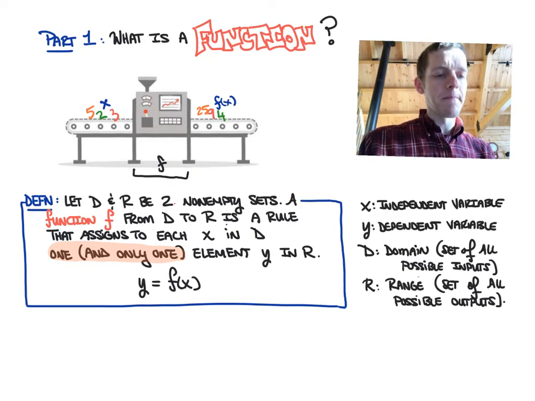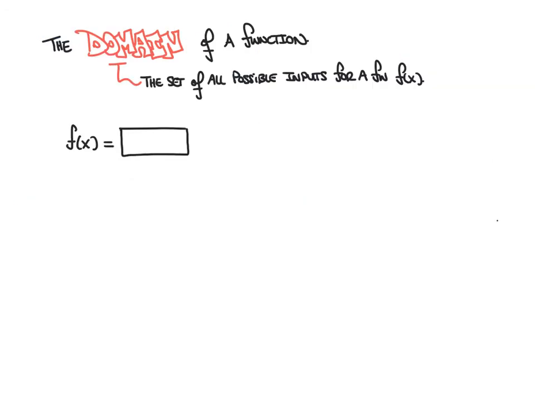And you can see those definitions there on the screen. So what we're going to do next is specifically look at the domain of a function. Now the domain is, as we said in the last slide, the set of all possible inputs for a function f of x. And I'm going to highlight the three words here, all possible inputs. And the key word is possible. So sometimes there are inputs that we can't put into a function, and we're going to talk about that here.